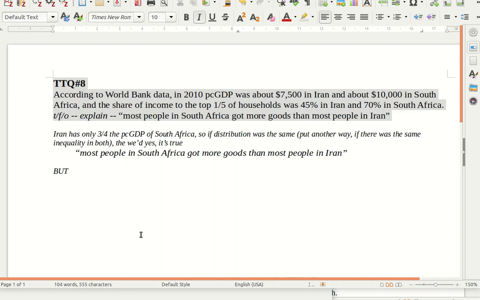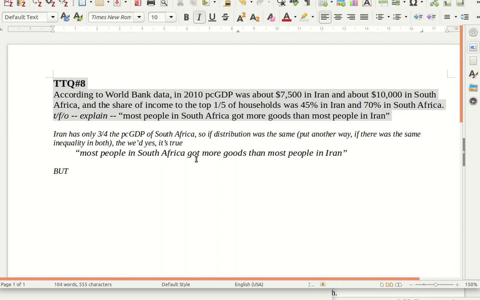Okay, so we direct our attention to typical test question 8 and try to apply the logic of inequality to this question. The key point to start with is to notice that Iran has only 3/4 the per capita GDP of South Africa. Because of that, if the distribution was the same, we'd say most people in South Africa got more goods, and the people in Iran only get 3/4 as much.